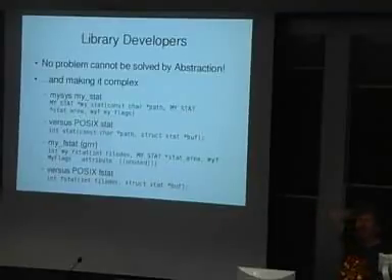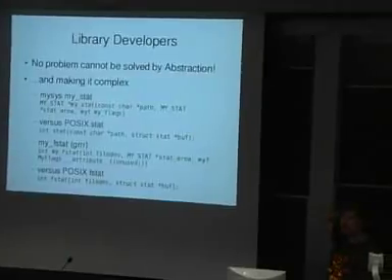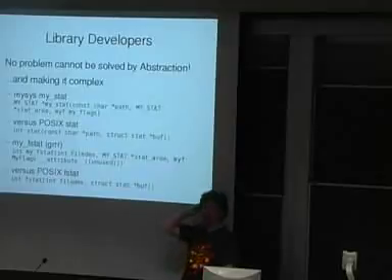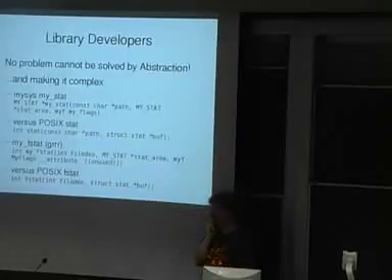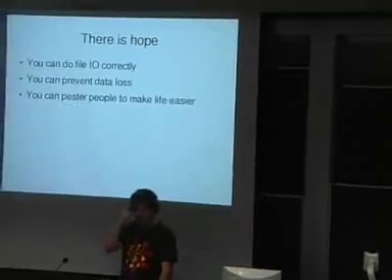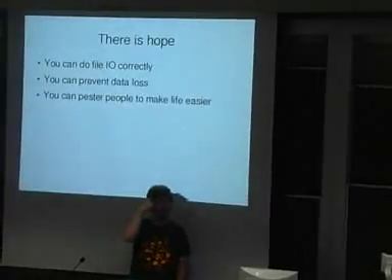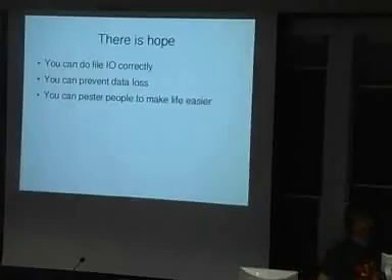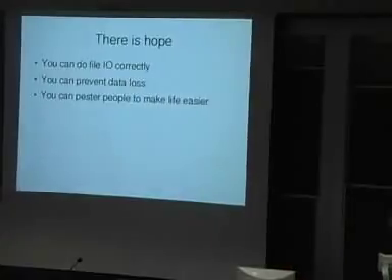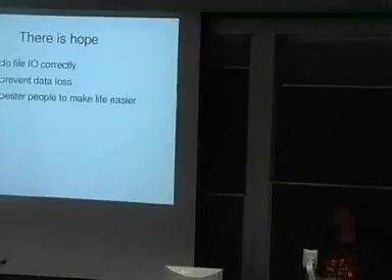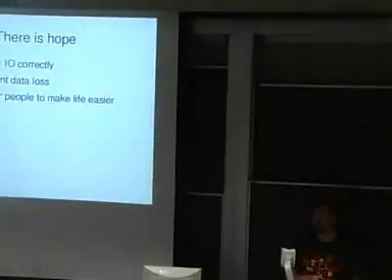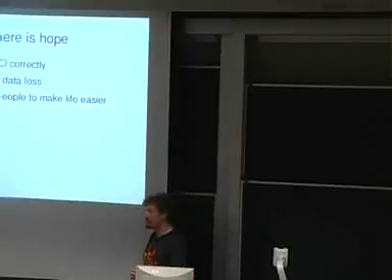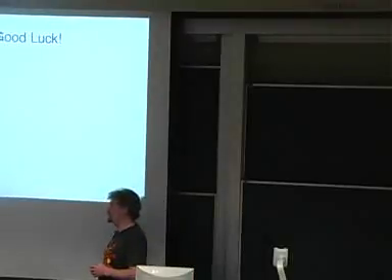So if you're going to make an abstraction layer, pick somebody's idea of what the calling semantics should be and make everything look like it. Yes, here. There is hope. You can do file I/O correctly. It has been done, at least in a way that makes it really, really, really rare to lose data. You can prevent data loss, not just by saying backup every hour, just in case. You can pester people to make life easier, especially here. Good luck.